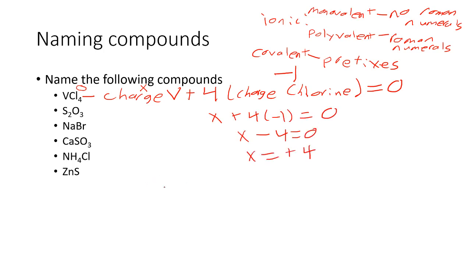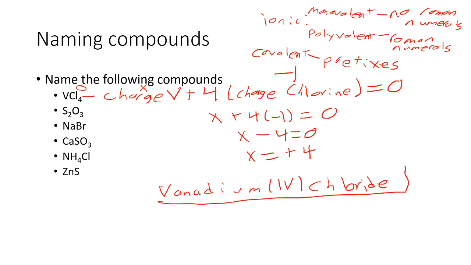This plus 4 means when I write the name vanadium, after it I want to write an IV in Roman numerals to represent the number 4, and then we put chloride afterwards. So this is vanadium(IV) chloride, and that would be my answer for the first one, because this is a type 2 ionic compound.